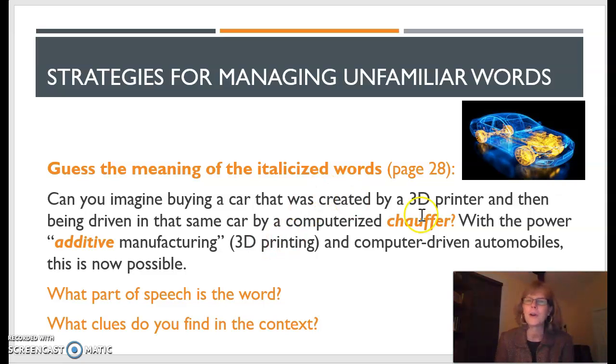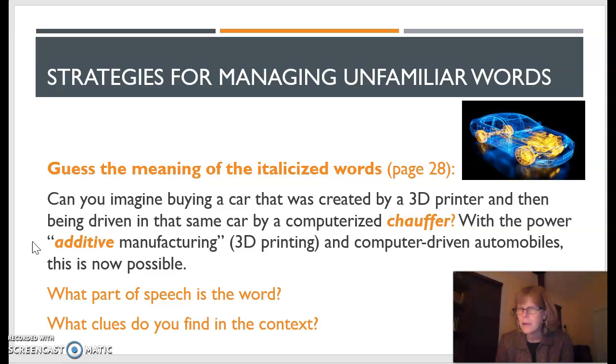Let's look at the second word. With the power of additive manufacturing, 3D printing, and computer-driven automobiles, this is now possible. So let's look at the word additive. And again, what part of speech do you think additive is? Okay, it's talking about a kind of manufacturing. It must be an adjective. It's describing manufacturing. And what does it mean here?